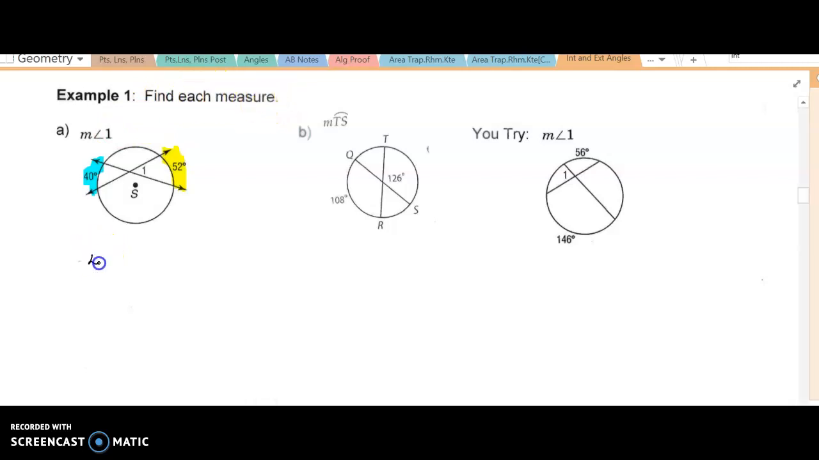So what we're going to do is take the 40 degrees plus the 52 degrees and average them to figure out the degrees of angle 1 there in the middle, so equals angle 1. To average them, you just add them together. So numerator first, 40 plus 52 is 92. 92 divided by 2 is 46.